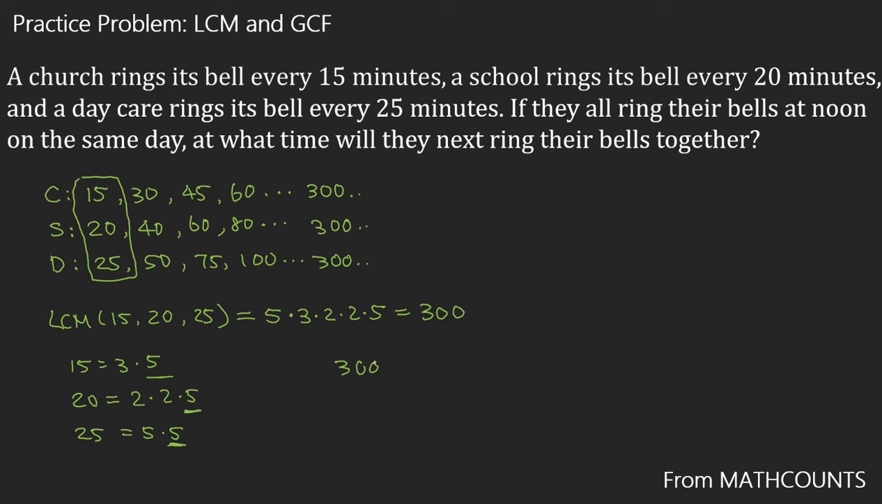So 300 minutes is equal to 5 hours because there are 60 minutes within an hour. So 300 divided by 60 is equal to 5. And if we start at noon, 5 hours from noon is 5 p.m. Okay. So 5 p.m. is the time that they will next ring their bells together.